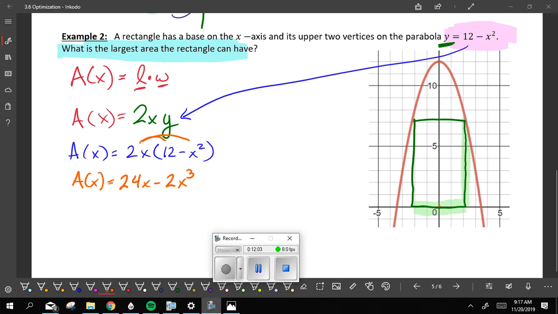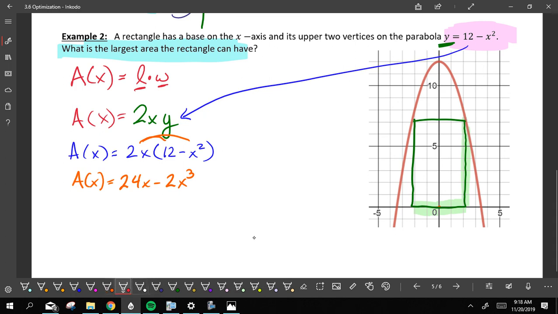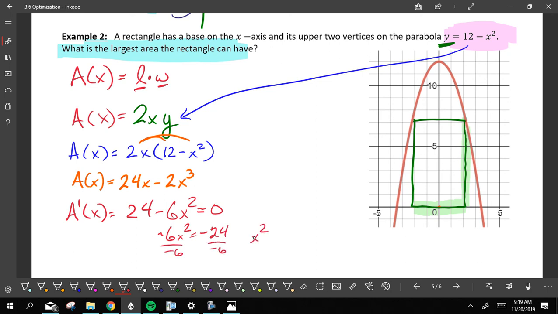We've got area. We want to find the derivative. So, Logan, what's my derivative going to look like here? 24 minus 6x squared. Yep, 24 minus 6x squared. Good. That's his derivative. He's going to take that derivative. He's going to find critical points, so he's going to set it equal to 0. If we're solving this thing, I'm going to subtract 24. Divide by negative 6. So x squared is 4. What is x going to be then? It is plus or minus 2.